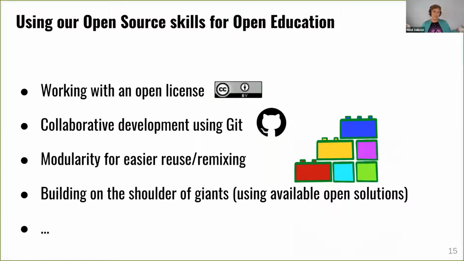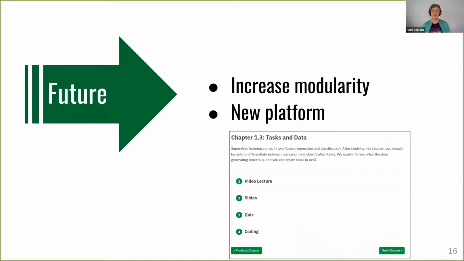So I talked about all the four points that I wanted to talk about: working with an open license, in this case we're using CC BY; collaborative development using Git, in this case we use Git in combination with GitHub; modularity for easier reuse and remixing; and building on the shoulders of giants. Now, what about the future?